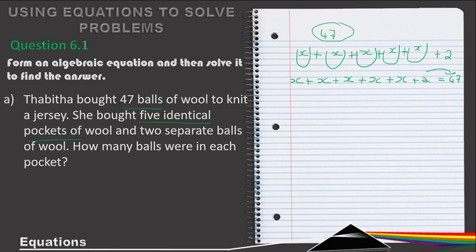So I can take my 2 over to the other side and then add my x's. So that's 5x equals 47 minus 2. So that's 5x equal to 45. Divide both sides by 5. And that gives me x is equal to 9. So that means there's 9 balls in each pocket.